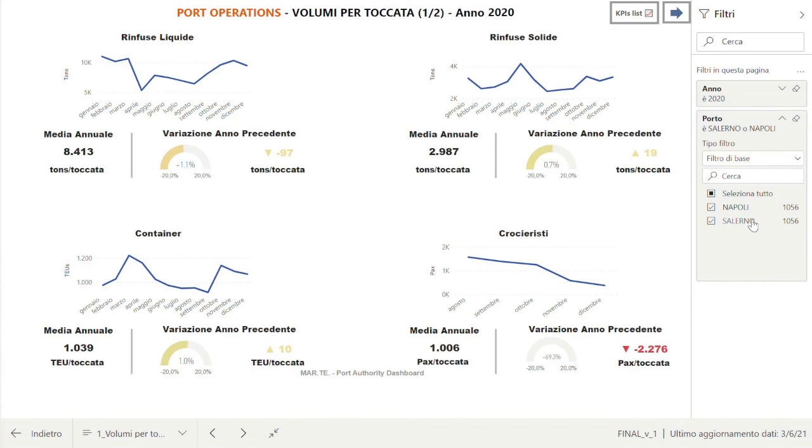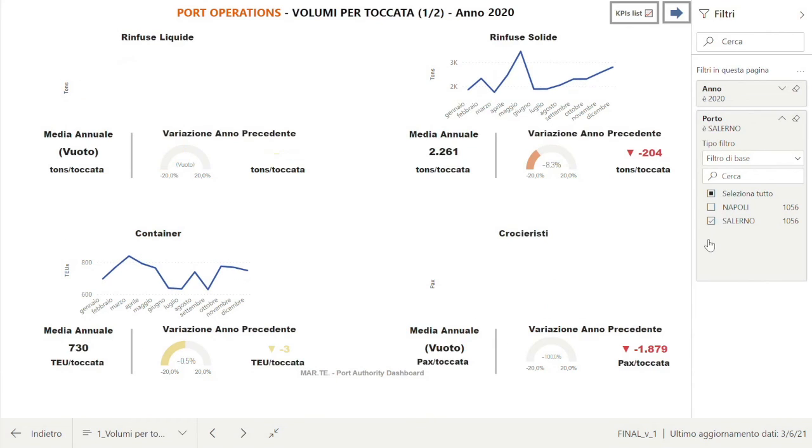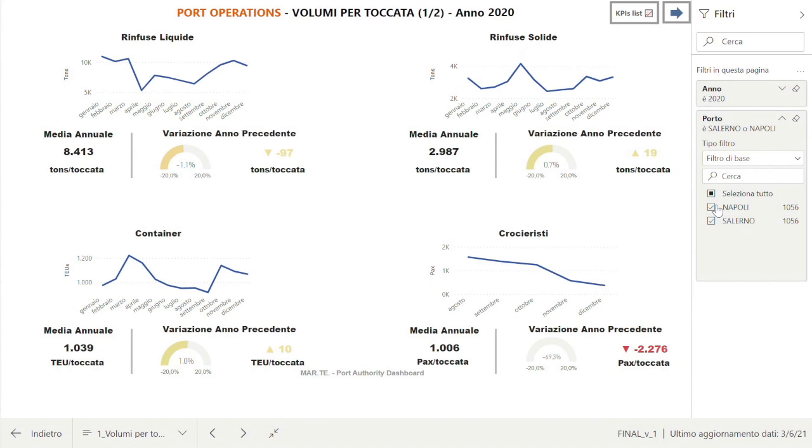So if we go further into the analysis, filtering the data for each port, we can see that in Naples we have 1384 TEU per call, and in Salerno the software shows 730, which means that the TEU per call of Naples are more or less on average double those of Salerno.